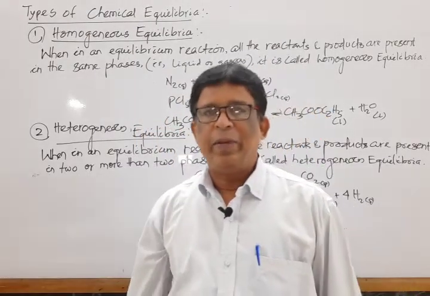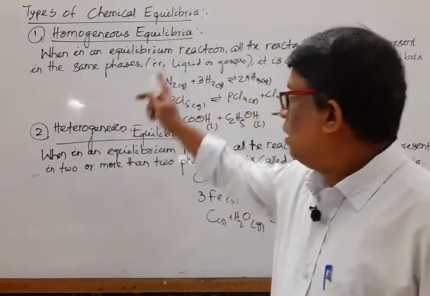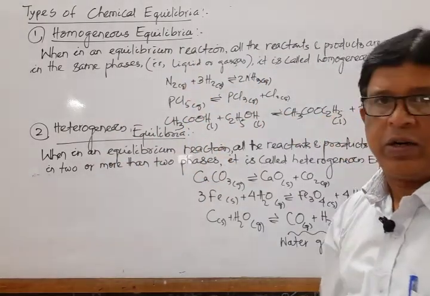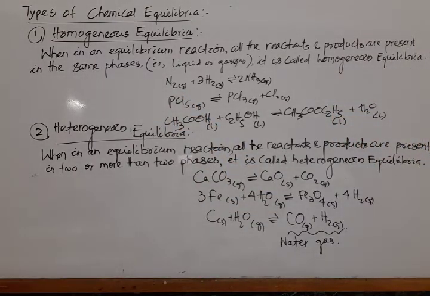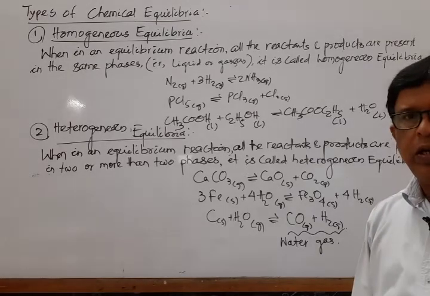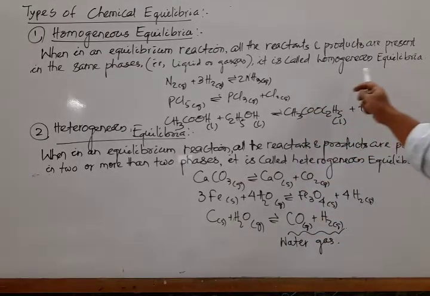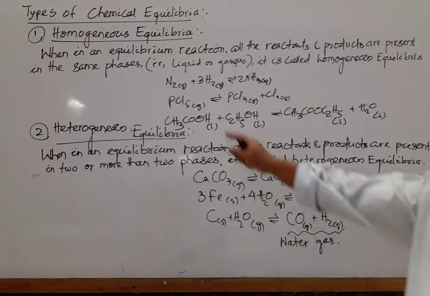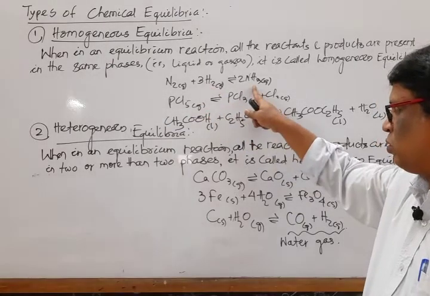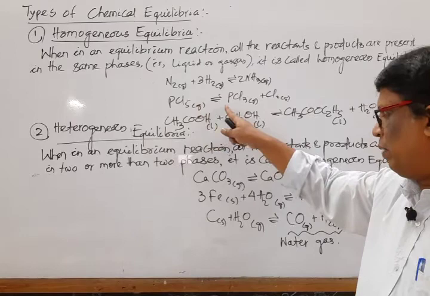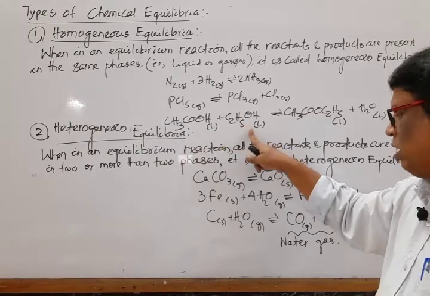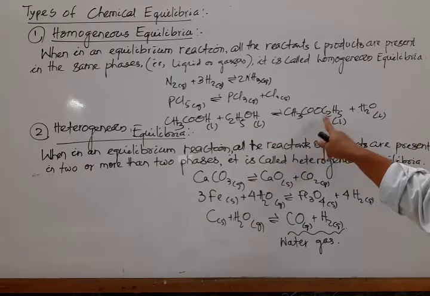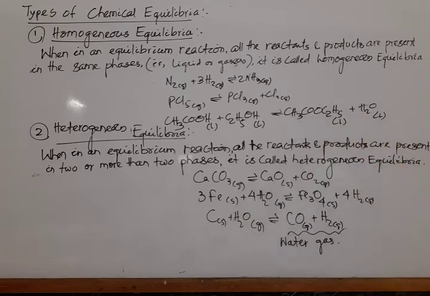Now, note down the definition of types of chemical equilibrium. Two types are there, one is homogeneous, one is heterogeneous. Mark that. When in an equilibrium reaction, all the reactants and products are present in the same phase, that is either in liquid or in gaseous form, then it is known as homogeneous equilibrium. Some examples: N2 plus 3H2 give rise to 2NH3, PCl5 breaks down to PCl3 and Cl2, all are in gaseous form. Acetic acid plus ethyl alcohol give rise to ethyl acetate ester plus water, all are in liquid form.